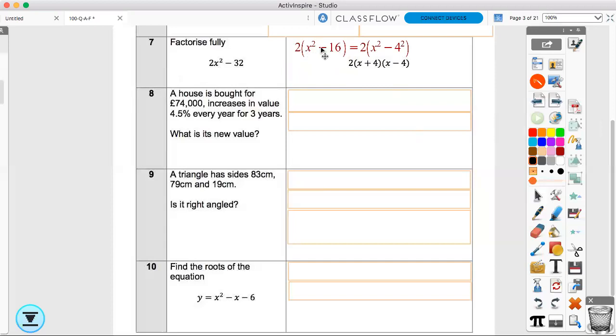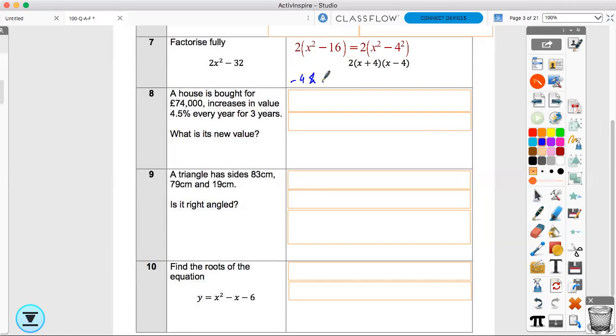Can I factorize x squared minus 16 using MAM? Yes. Basically I'm looking for two numbers. When I add them, I get 0, so they must be opposite numbers. And when I times them, I get 16... I get negative 16. So my solution should be x minus 4 and x plus 4.